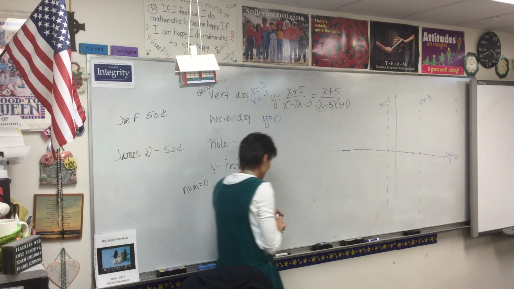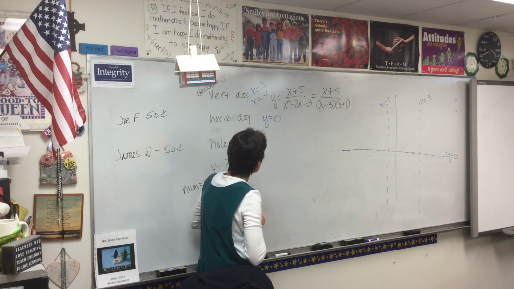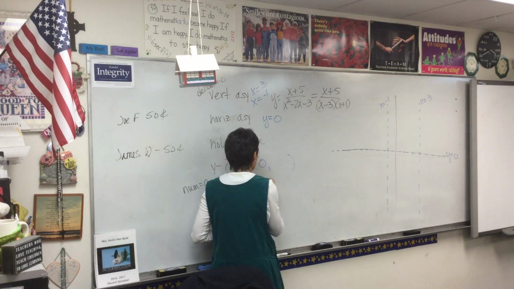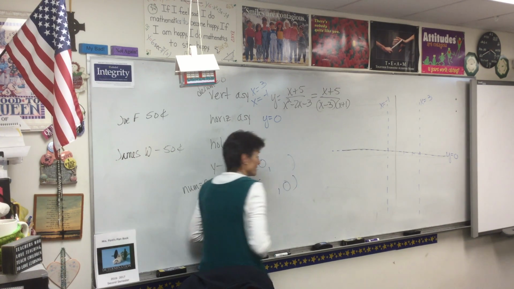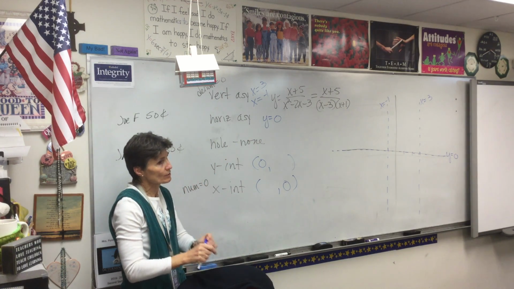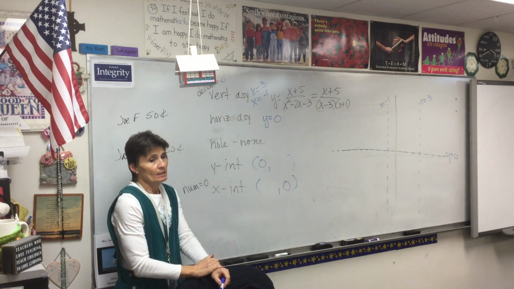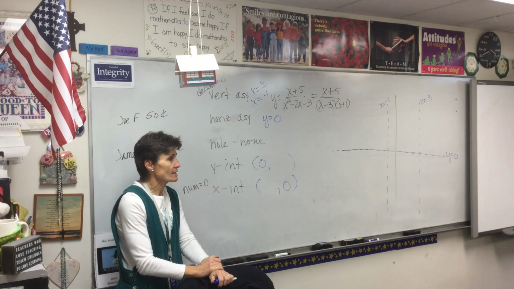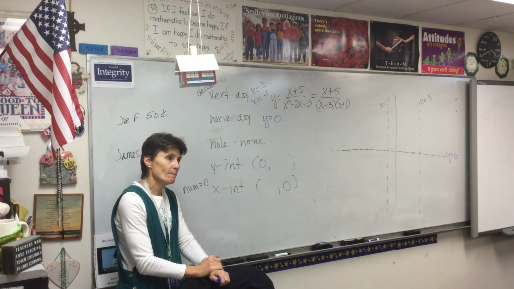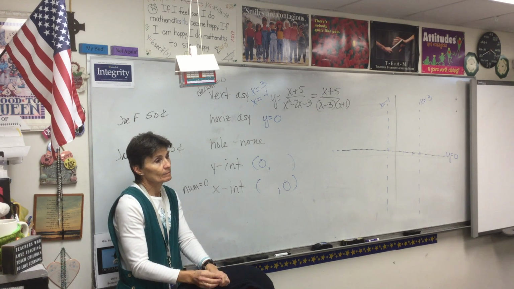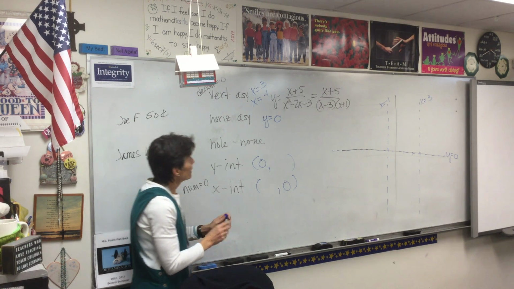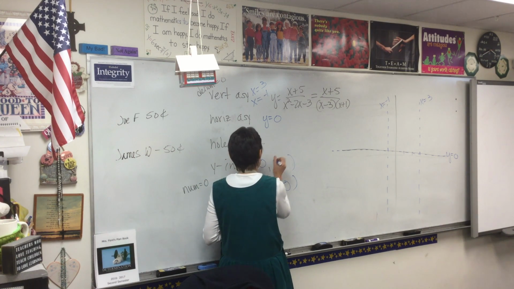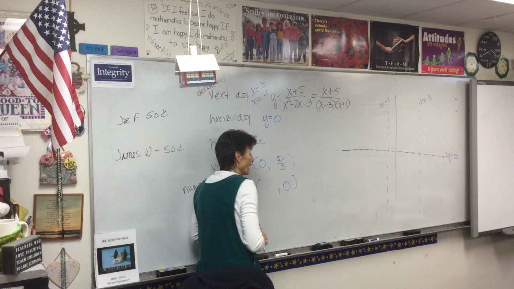All right, what about intercepts? Do I have some of those? Y-intercept, X is zero. X-intercept, Y is zero. Remember, whatever the intercept is, the other letter is zero. So if you're looking for a Y-intercept, X is zero. Max? Wouldn't negative 5/3 be a y-intercept? Negative 5/3 is the y-intercept. You are on fire, Max.